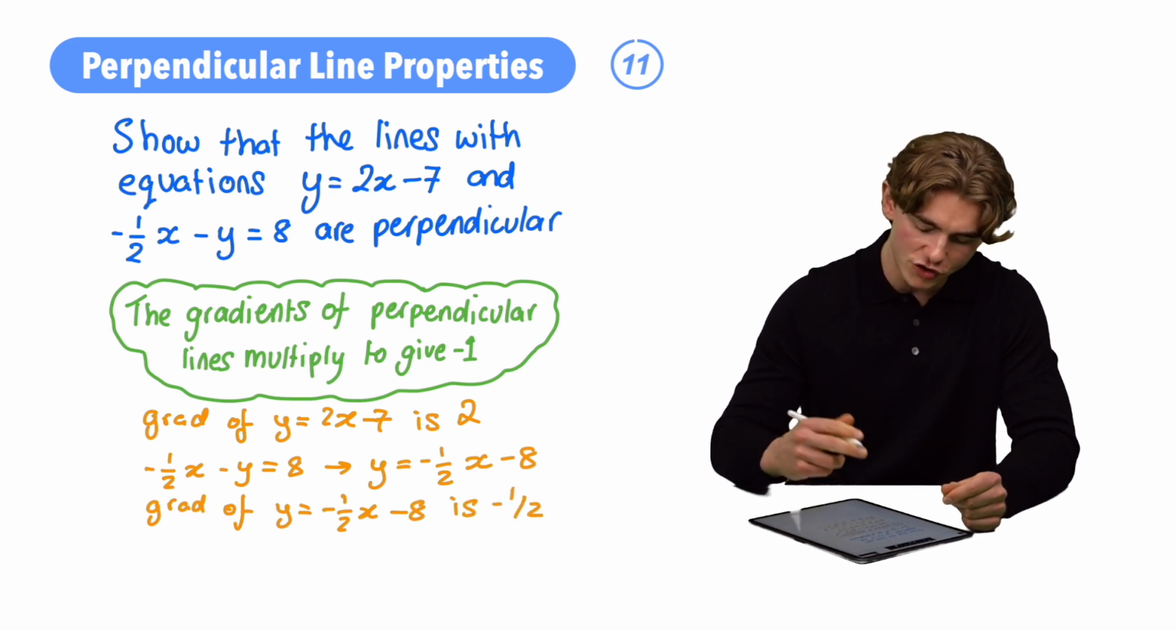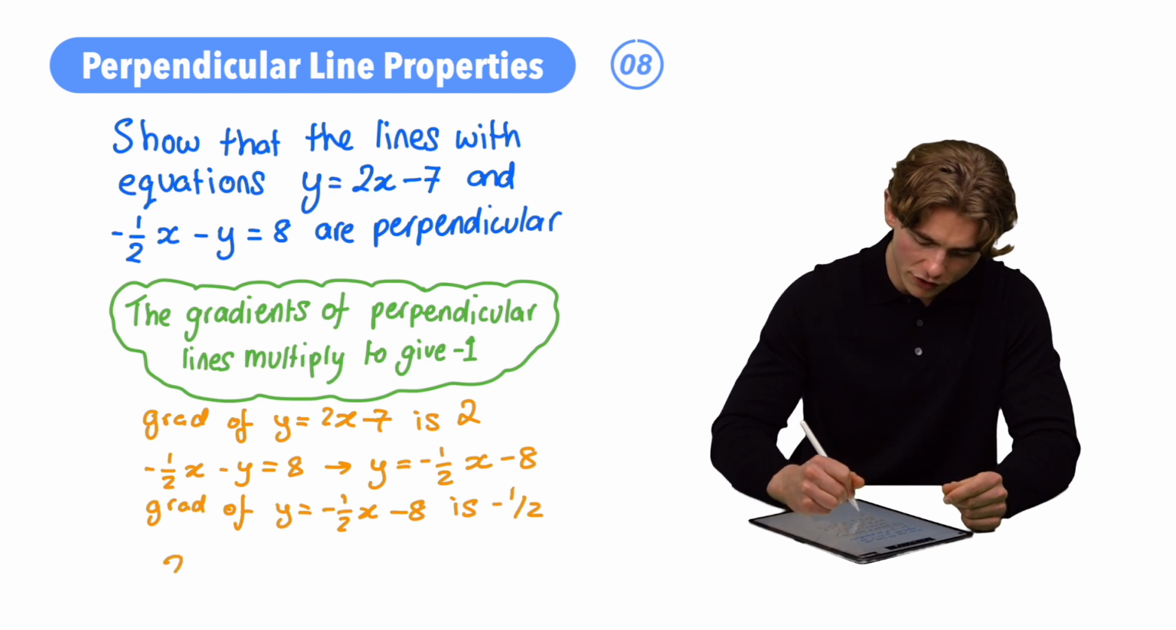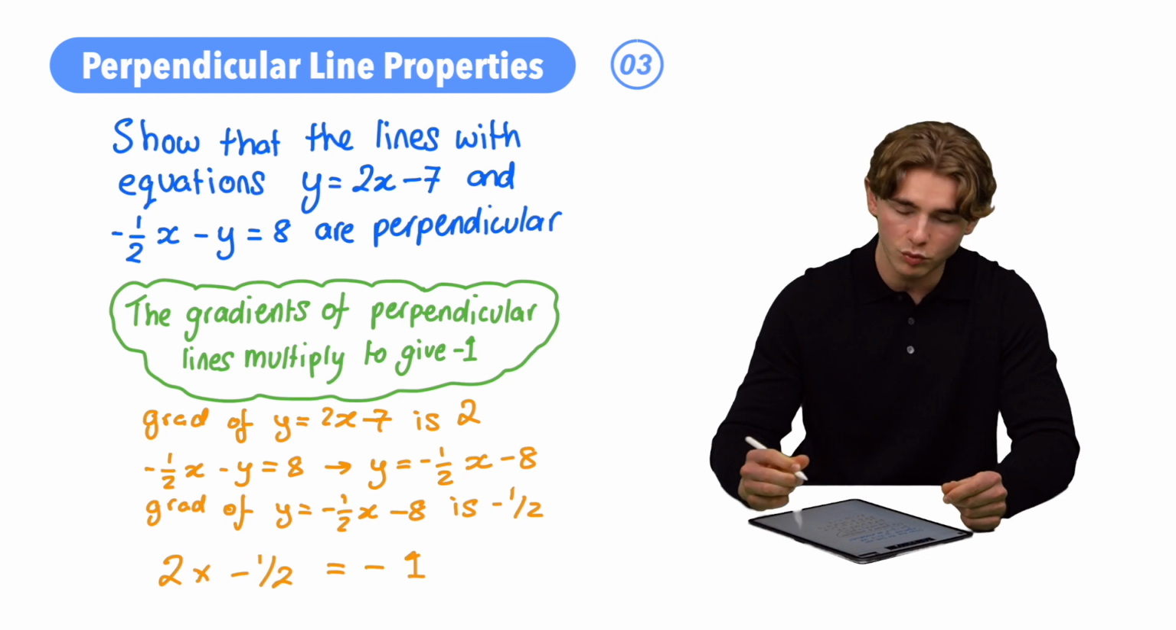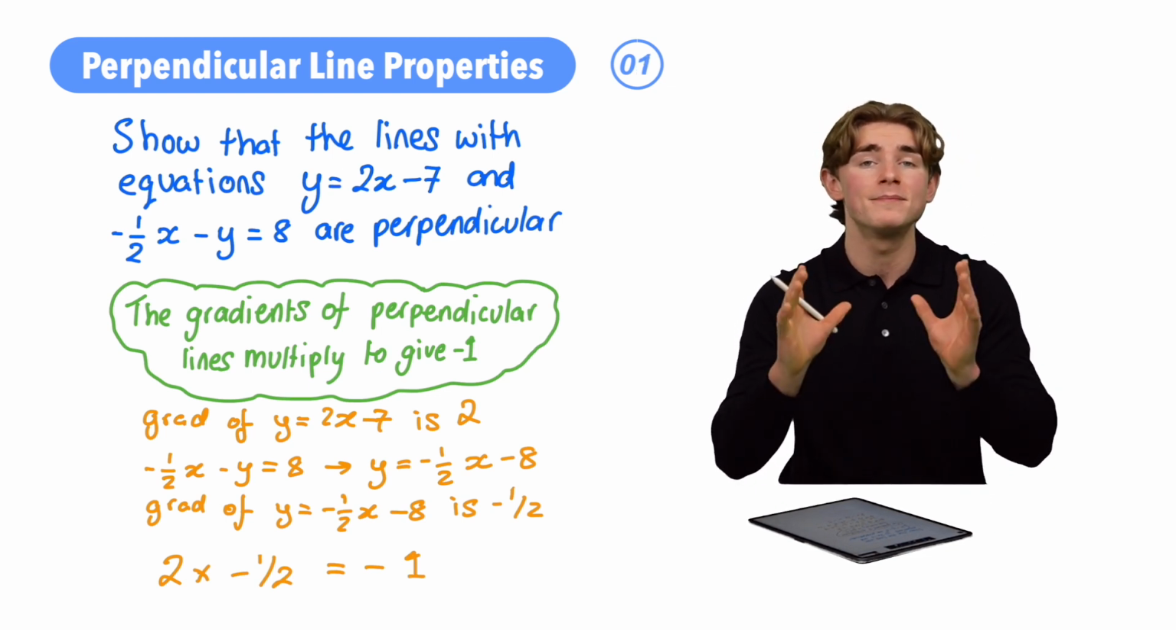Now, guys, we're going to show that the two gradients multiply to give -1. So we're going to do 2 times by minus a half, guys. That is going to be -1. Therefore, our lines must be perpendicular.